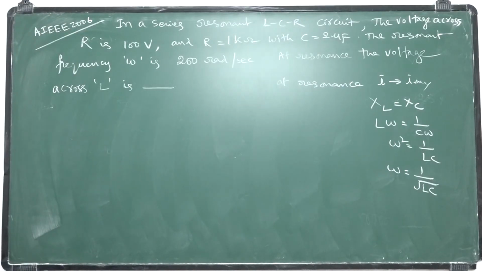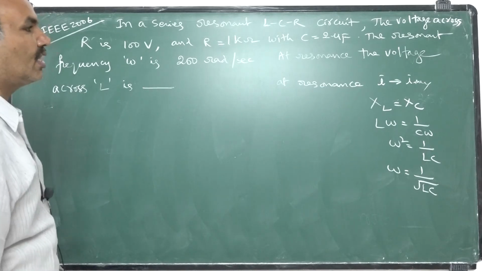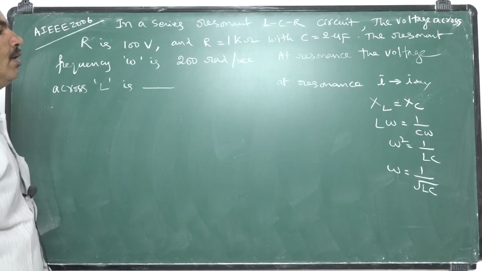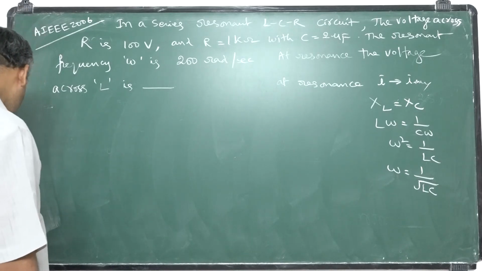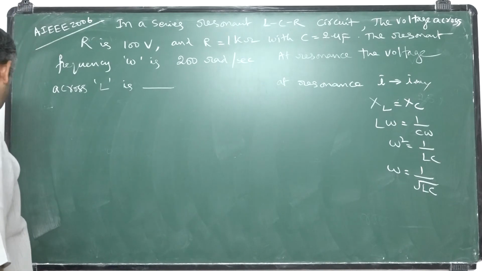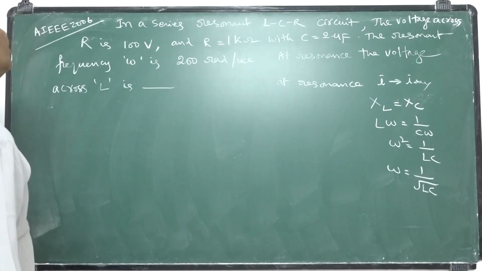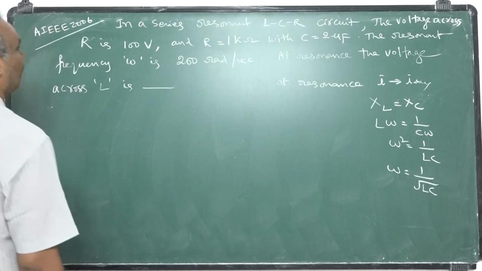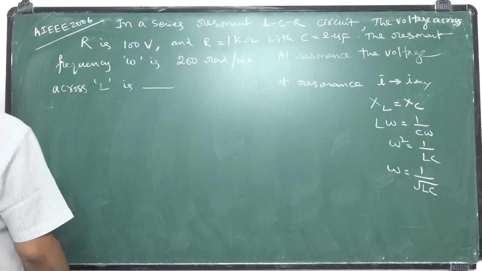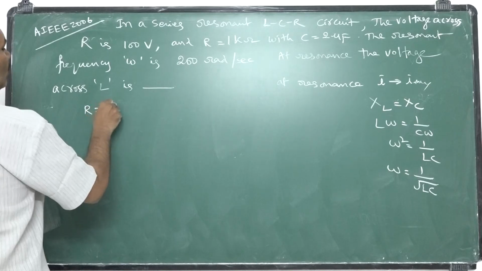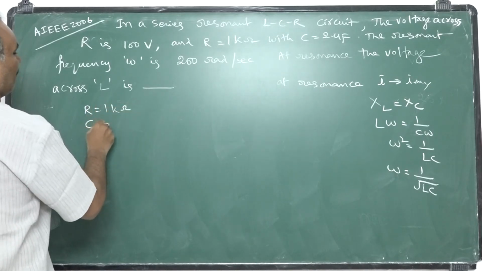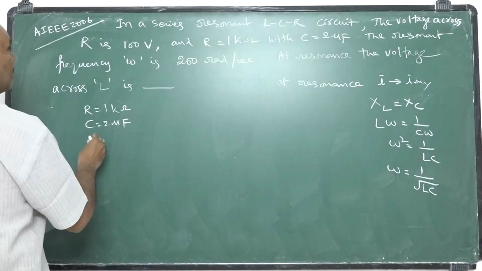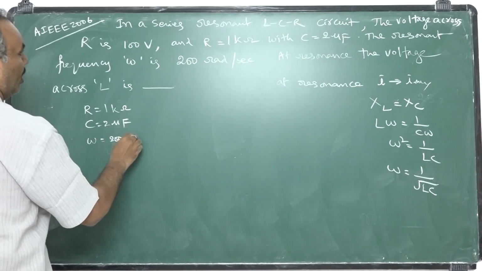Resonance is a condition where the current passing through the circuit is maximum. It will happen when inductive reactance and capacitive reactance get equal to one another. Then the resonance frequency is given by 1 by root LC. Now as per the question, you are given resistance value, capacitance value, voltage across resistor and omega value. R value is 1 kilo ohm, C is 2 microfarad and omega is 200 radians per second.